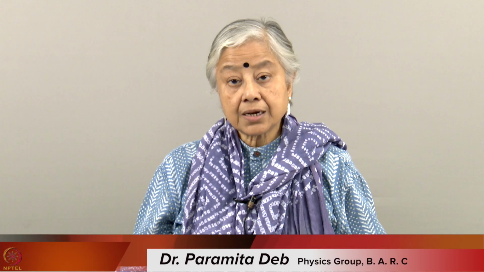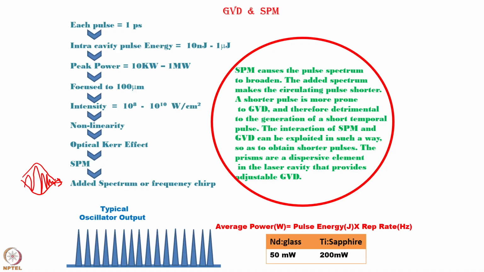In my last lecture, I had stopped at a point where I had described the output of an ultra short pulse laser. So, we had a pulse output in the femtosecond range, and it was a train of pulses with a repetition rate, and I had just compared the average power of an ND glass and a titanium sapphire laser. So, we go back to that point.